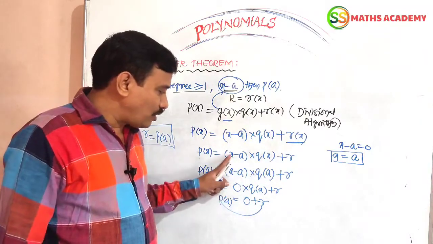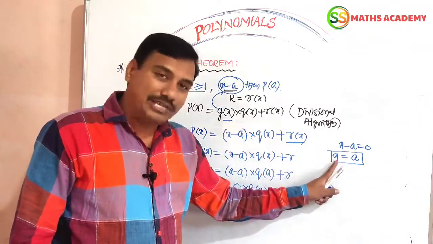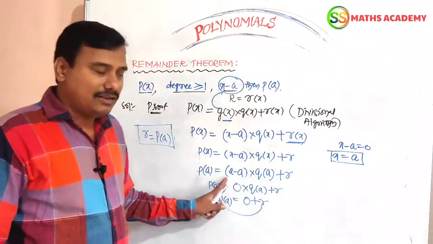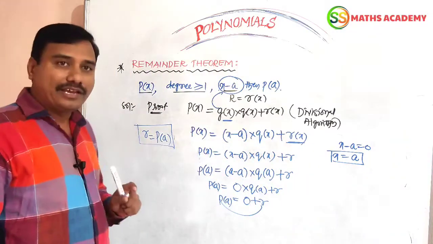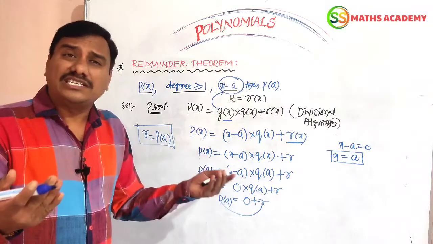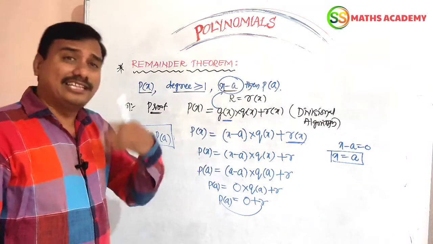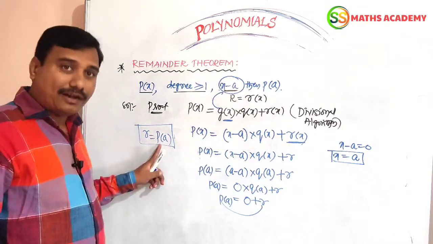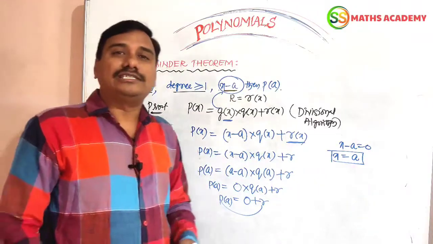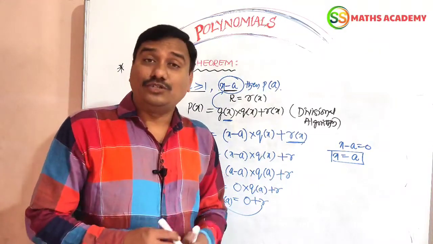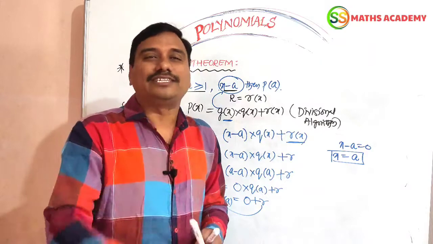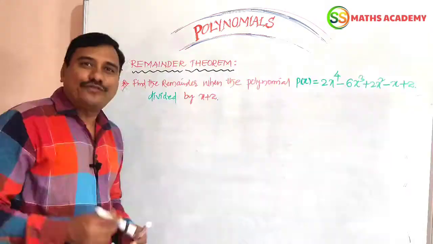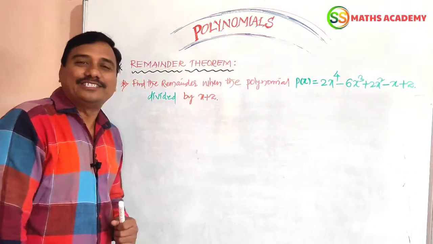In the place of x we substitute x equals a, which is the factor, and we get the remainder equals p of a. Therefore, if p of x is divided by x minus a, then the remainder is p of a. Now we should use this phenomenon in solving some beautiful questions. Let us see such a solved question.